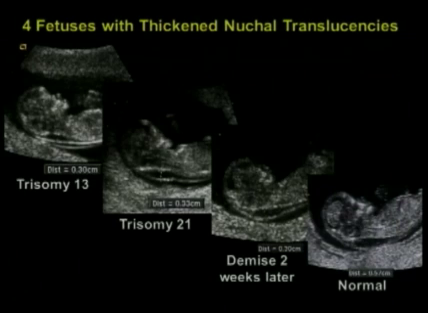Here are 4 different fetuses with thick nuchal translucency. This one proved to have trisomy 13, trisomy 21 in this one. This one had demise 2 weeks later after the thick nuchal translucency, and this one, even though the nuchal translucency is very thick, over 5, is normal. So the nuchal translucency doesn't tell you what the outcome has to be, and in fact it can be normal even with a thickened nuchal translucency, but the risk is high and you should always look at it regardless of the situation.